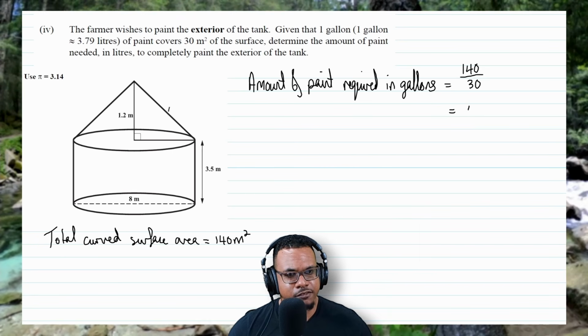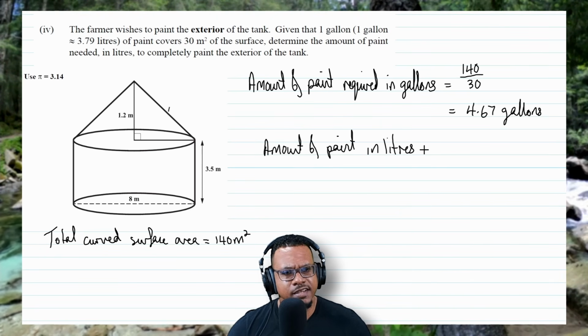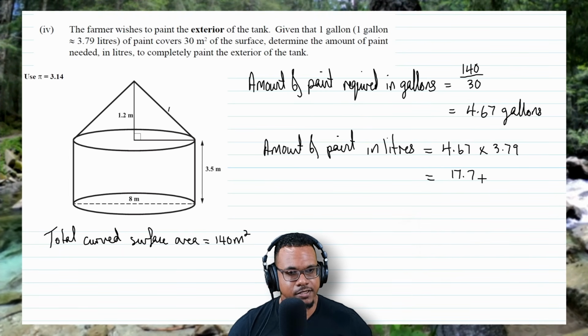So that'll be approximately 4.67 gallons. So now the amount of paint in liters will be 4.67 gallons multiplied by the 3.79 to convert the gallons to liters. So times 3.79. And that will give you 17.7 liters.